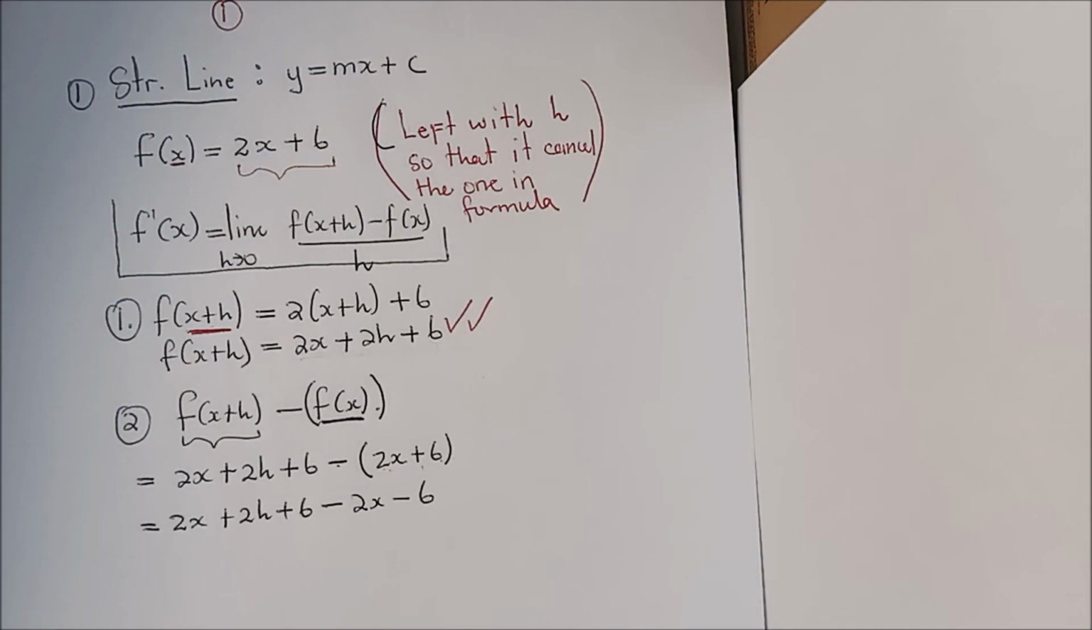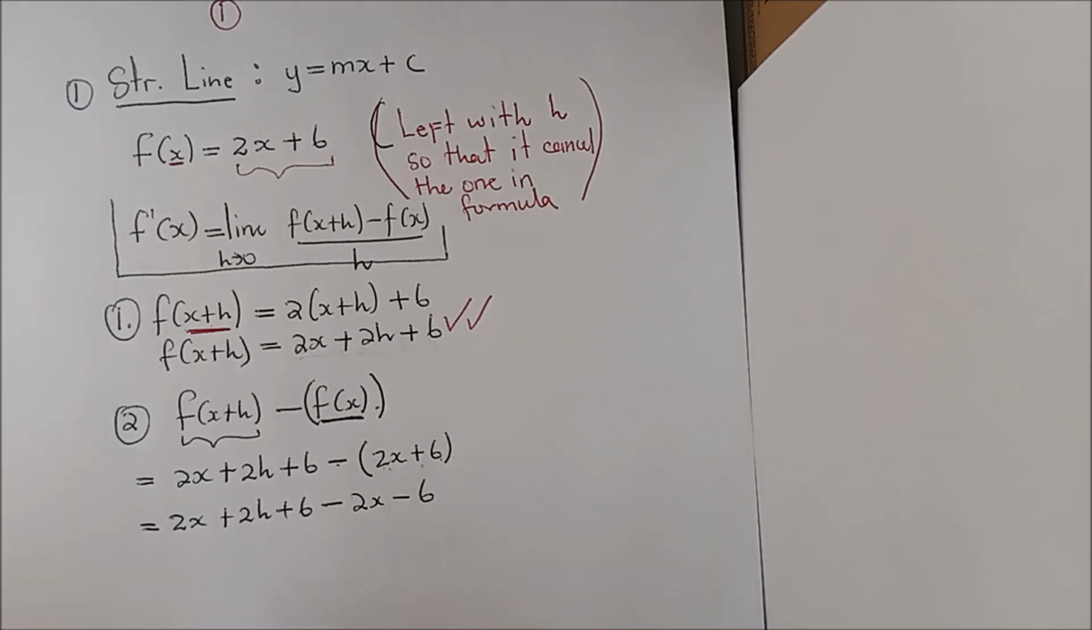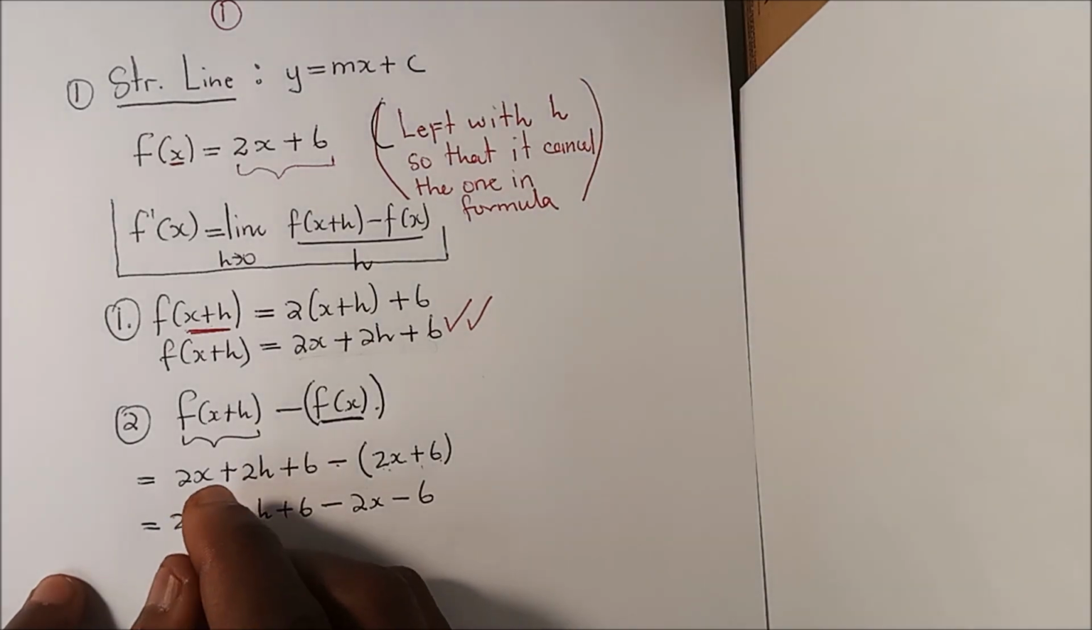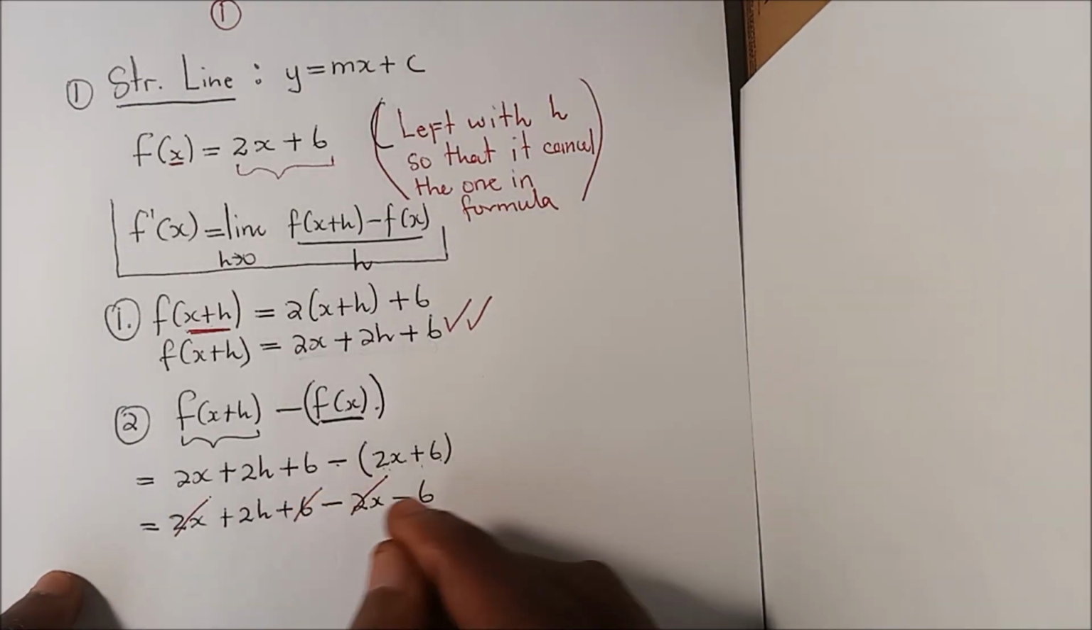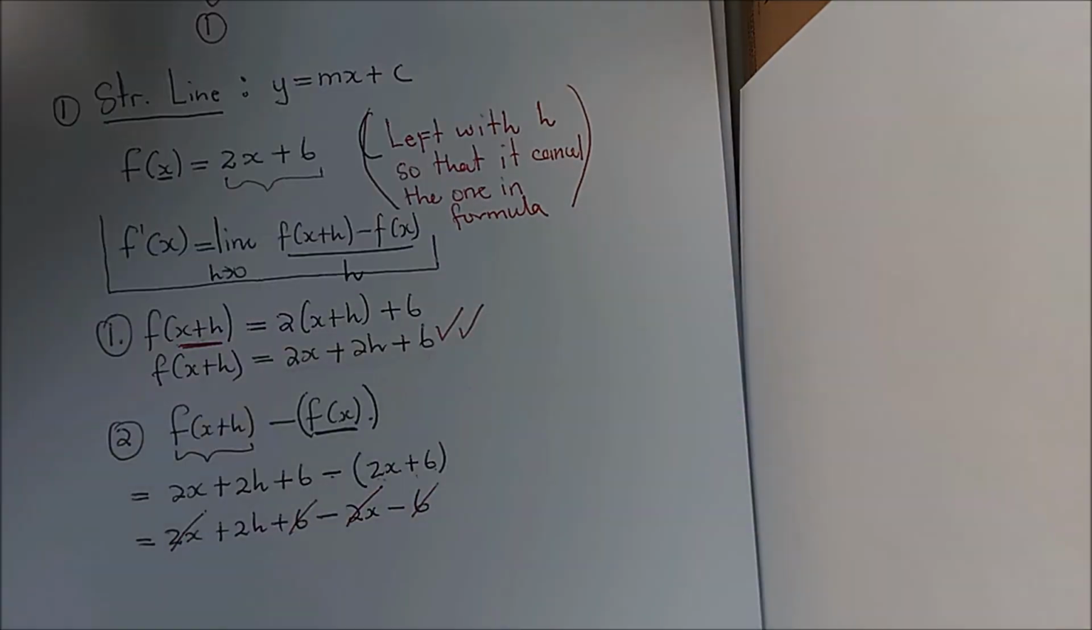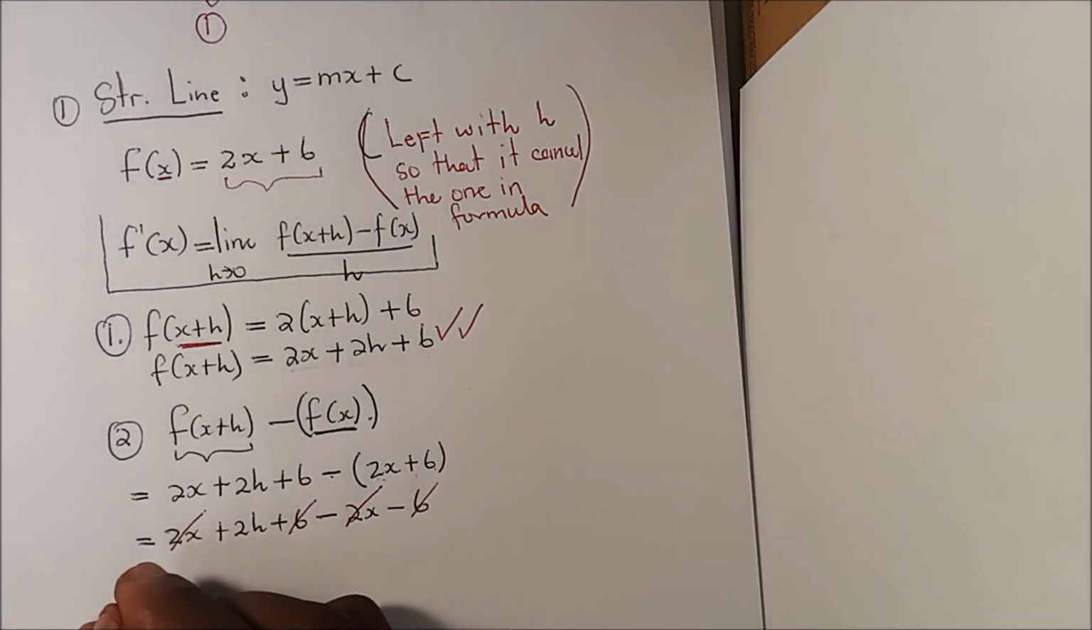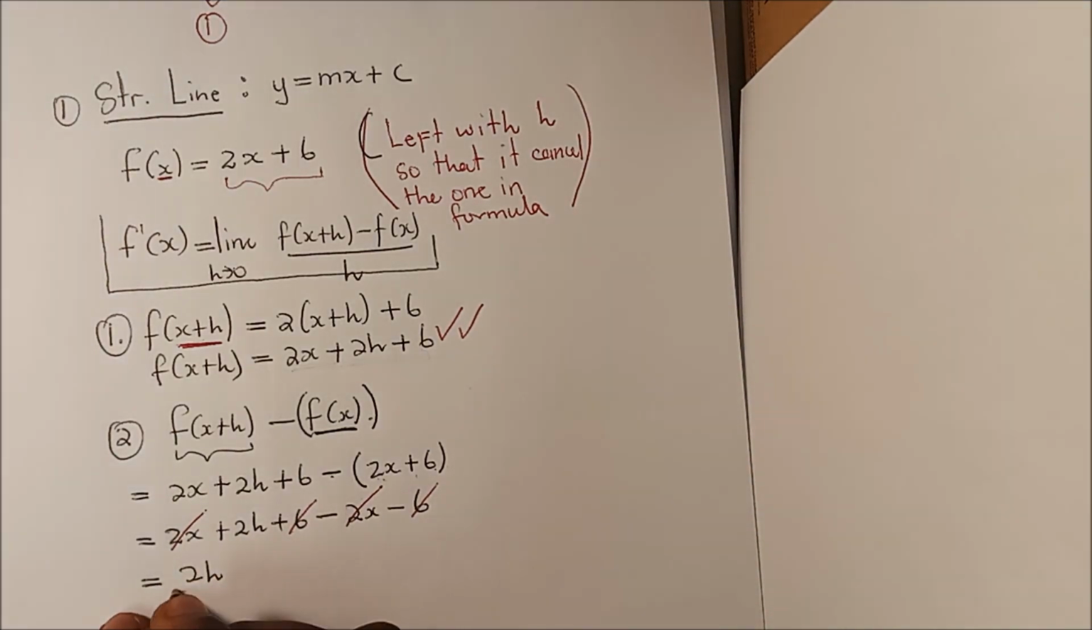So now what do you notice? When you're using first principles, make sure that certain things cancel. That's the idea behind this thing. Certain things must cancel. So now 2x will cancel with 2x, and then 6 will cancel with 6. Tell me, what are you left with? So you are left with 2h.